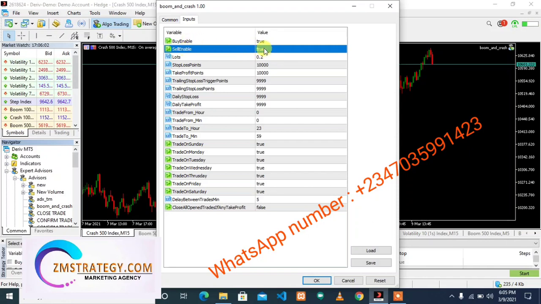So let's go to the trailing stop loss trigger point and the trailing stop loss point. How does this work? Let's say, for example, we are using 20,000 points as our stop loss. Then we're also using 20,000 points as our take profit.